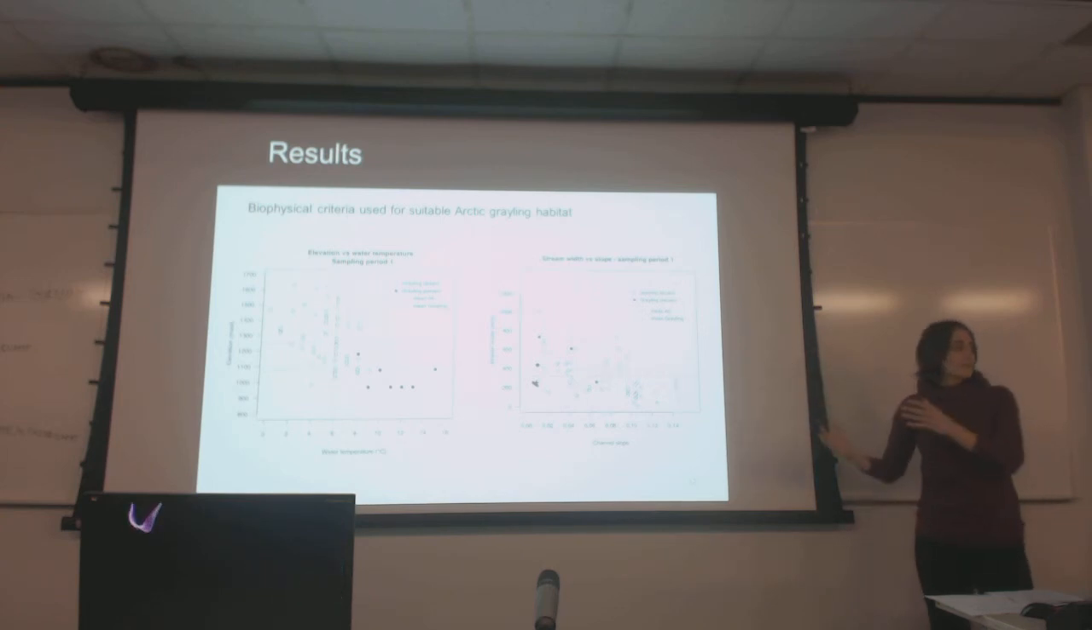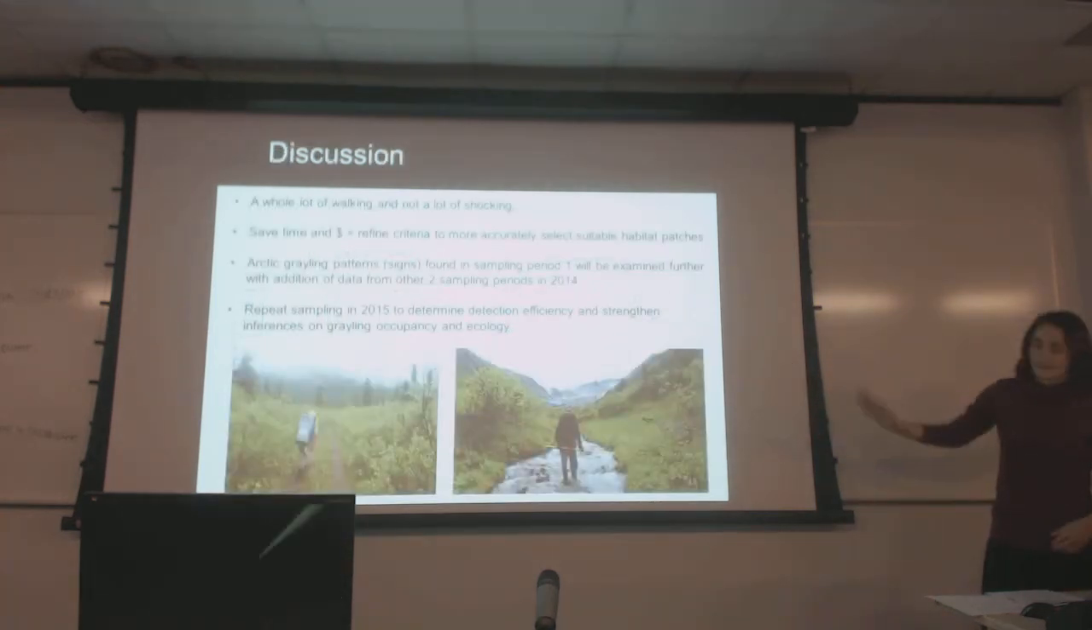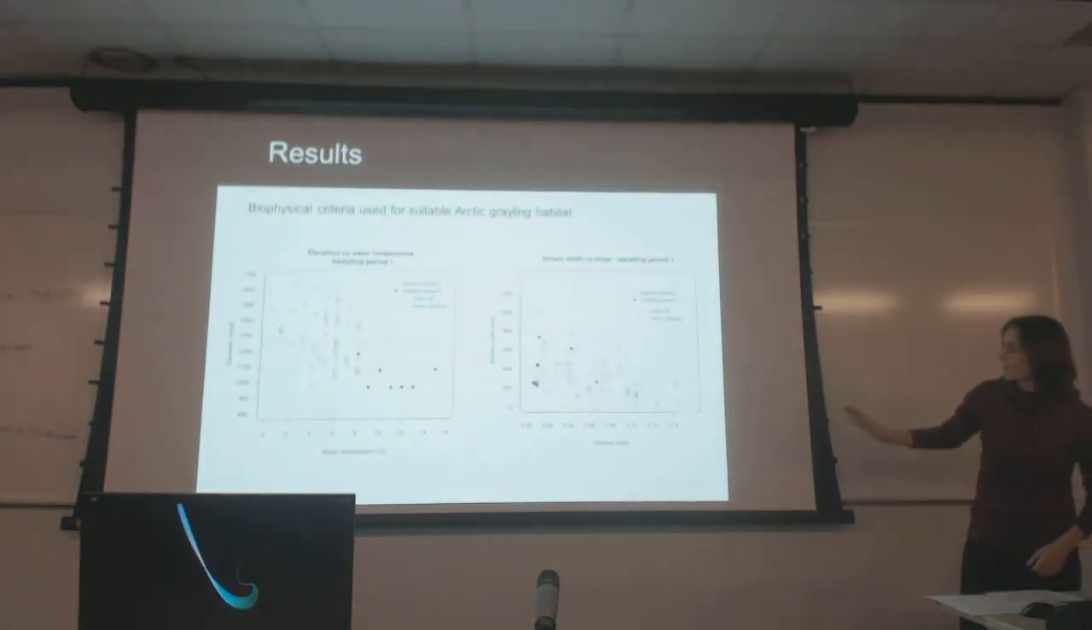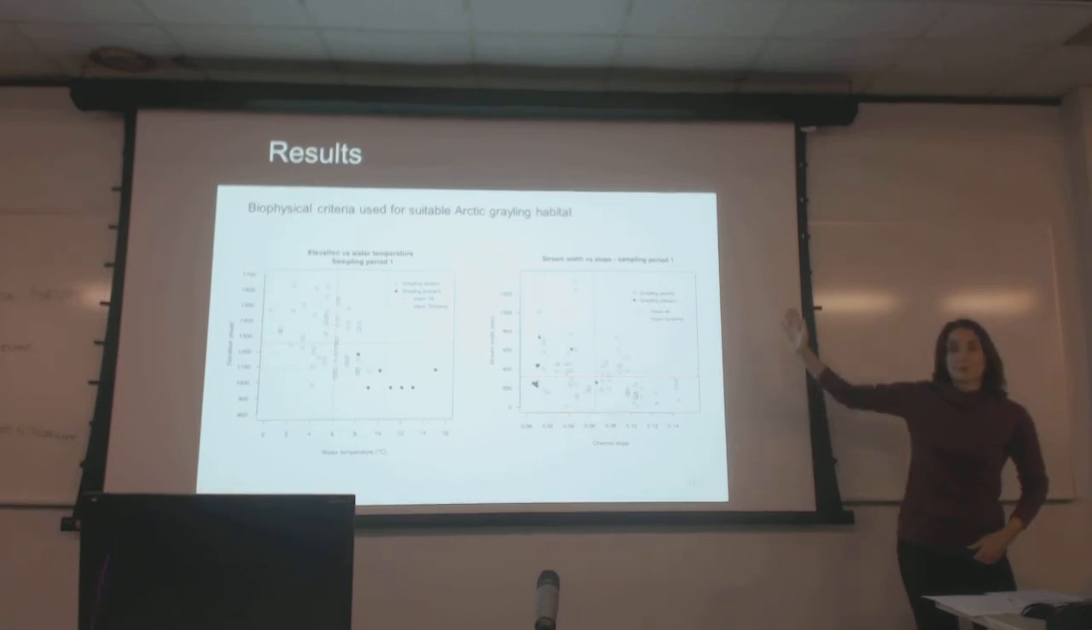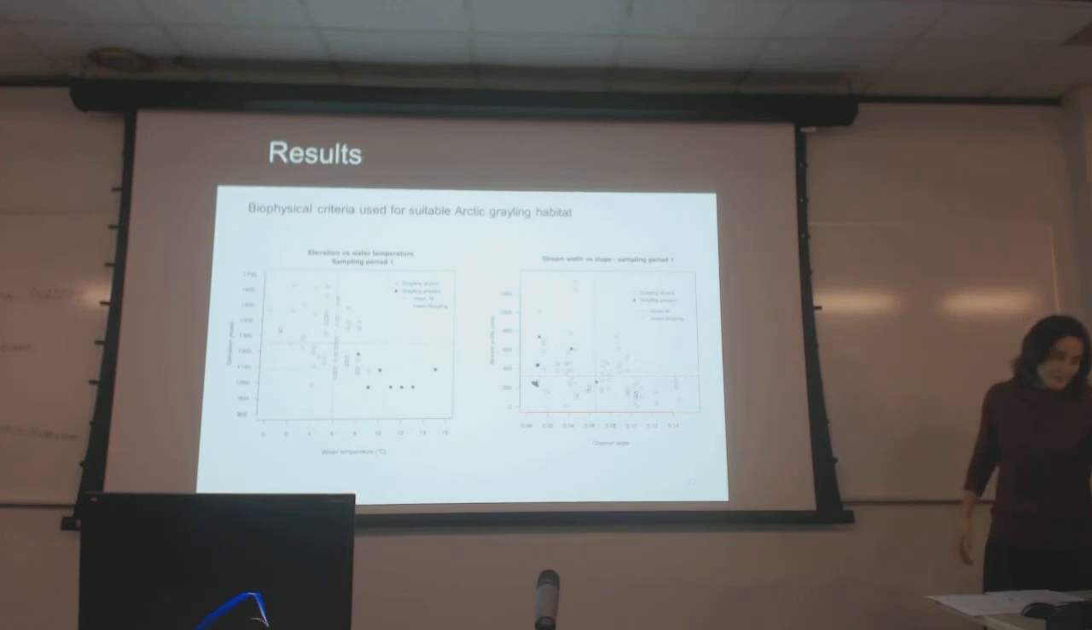So I was using this as a way to try to see, well look, in this one, in channel slope, the mean for grayling was quite a bit smaller than what we were looking at in our broader criteria and all the sites. Elevation was lower, as well as water temperature higher. So it's starting to pull out some trends.